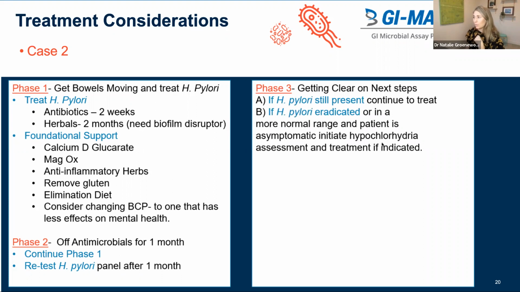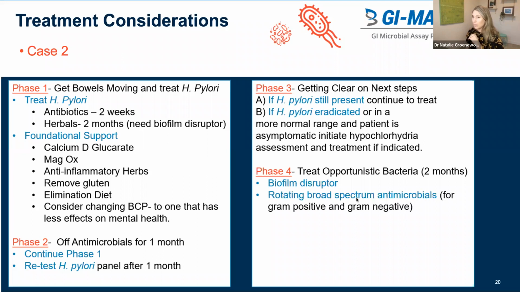If the H. pylori is eradicated, again, then we can do a bit of an HCl challenge, treat the hypochlorhydria and make sure that that is all working so that we're going to prevent any further infection. And then I'm going to start to treat the opportunistic bacteria. So again, the Morganella is a big one. The other ones are important too, but this one's the most inflammatory. And it produces biofilm.